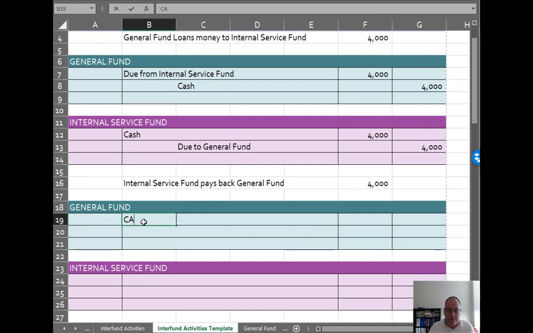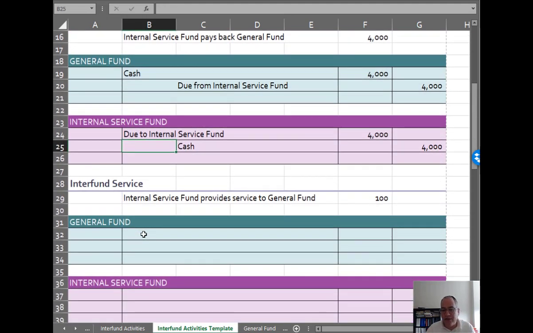Now the internal service fund pays them back. So the general fund receives cash of $4,000 and credits due from internal service fund $4,000, and the internal service fund pays the cash, so they're going to credit cash for $4,000 and debit due to general fund $4,000.